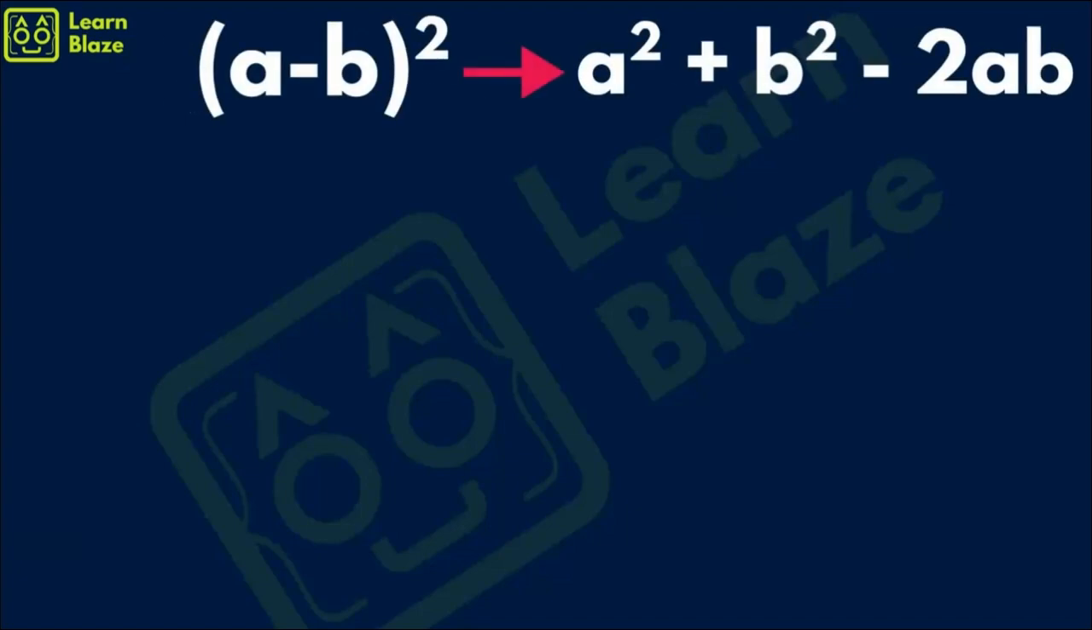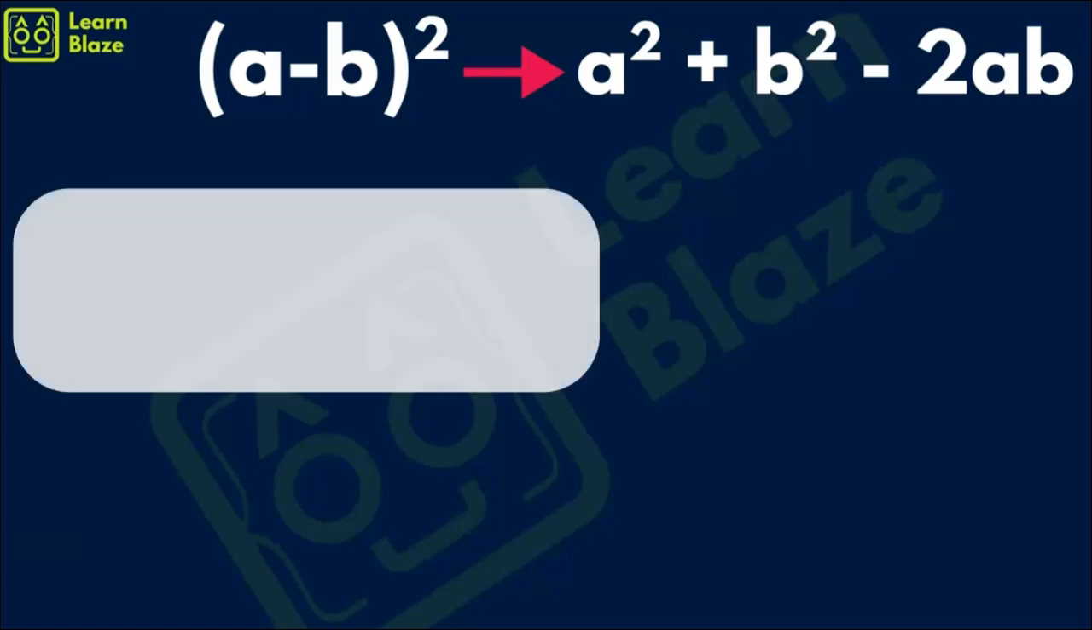Now, let's see the second identity, which is the square of a binomial difference, a minus b whole square, which equals a square plus b square minus 2 times their product. Let's look at an example to understand this better. 2x minus 5y whole square.